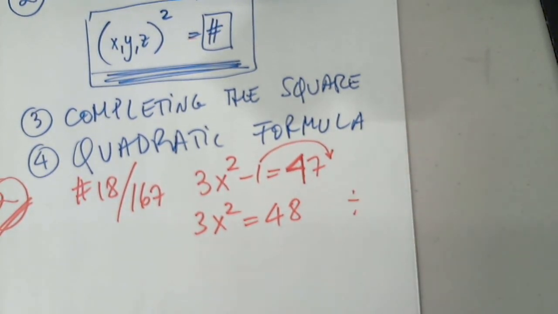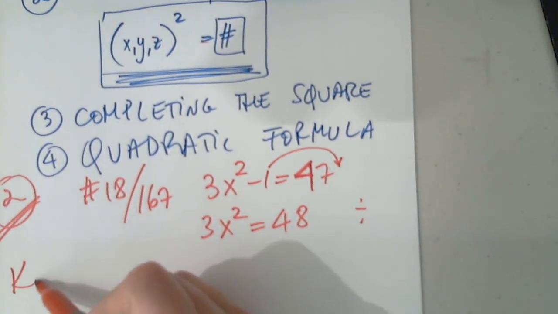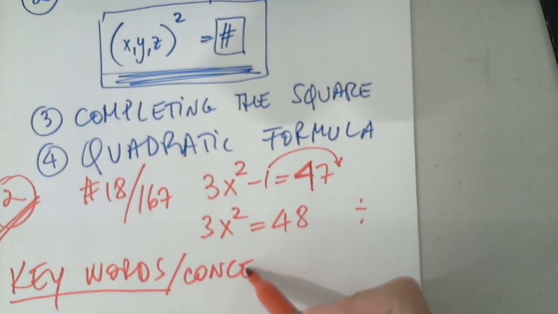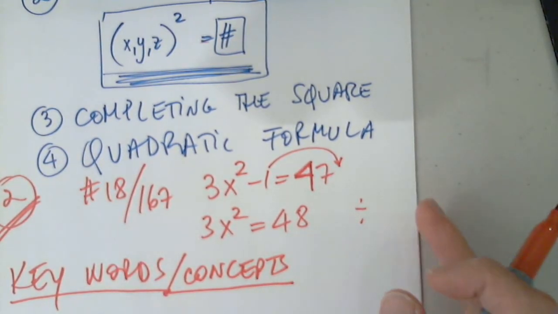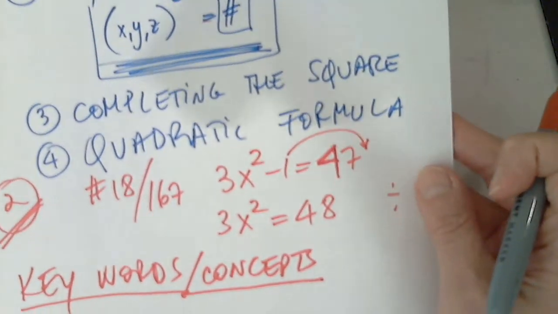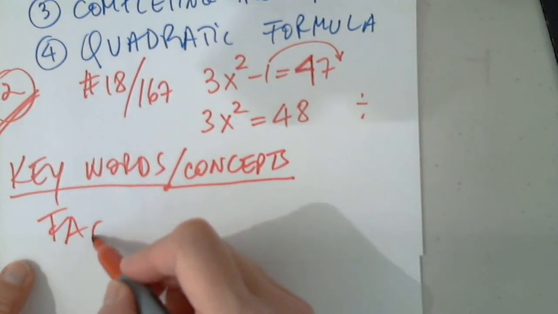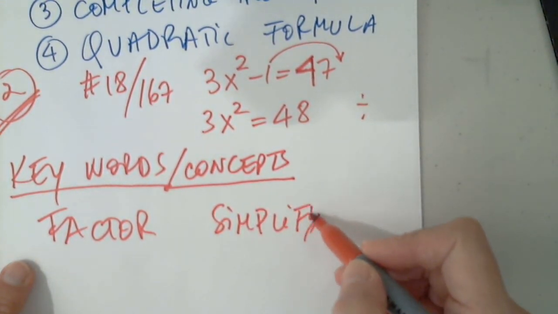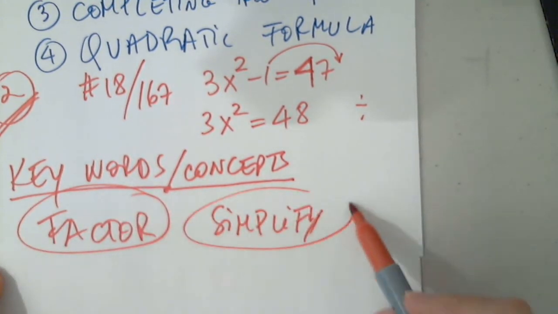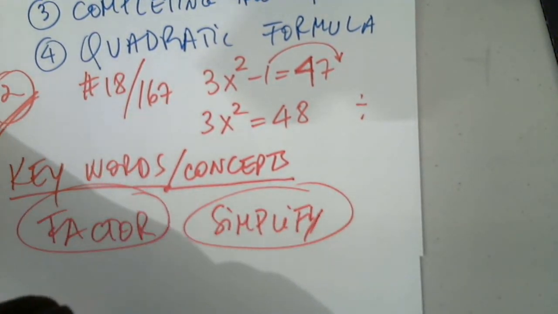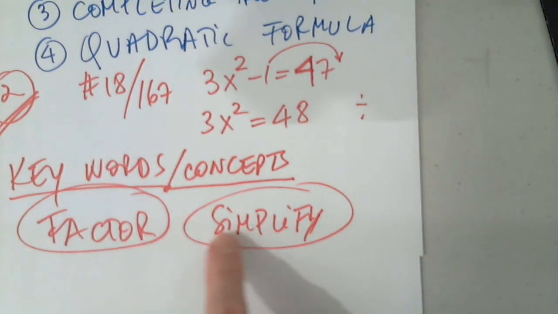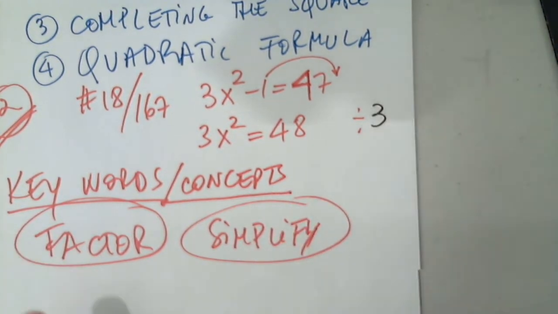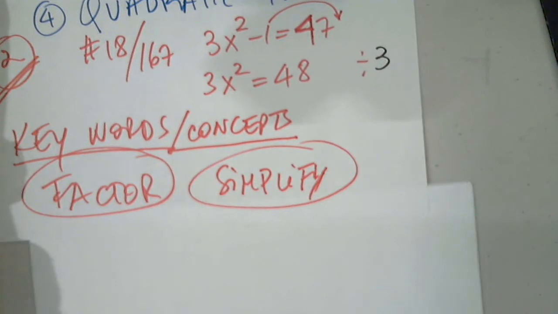I will simplify because remember 2 key words, or concepts, that we should always have in the back of our minds whenever we think about math. And they are factor, and the other one, simplify. These are two important concepts. Moving forward, we should have them in the back of our minds at all times. So having this in mind, I see 3 here and I see 48 here. Obviously, I will simplify by 3 to make my life as easy as possible.